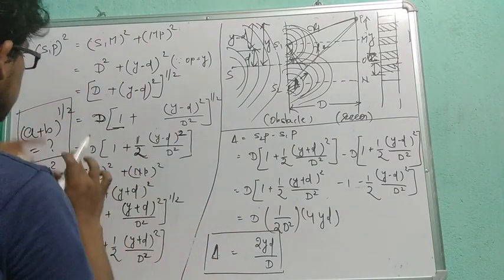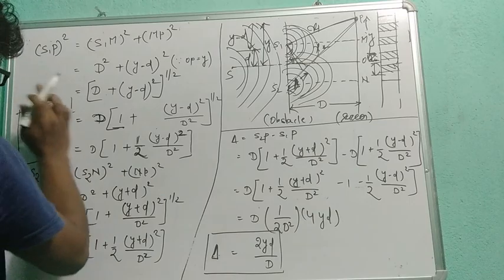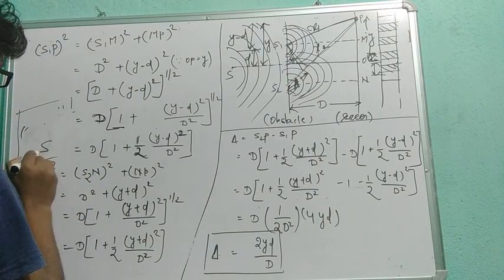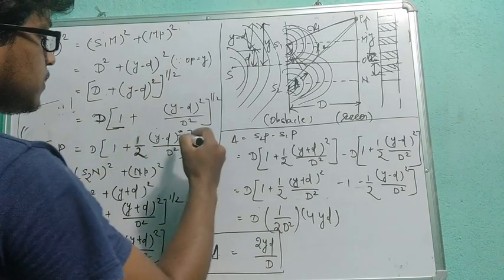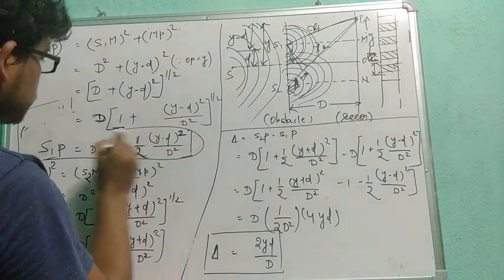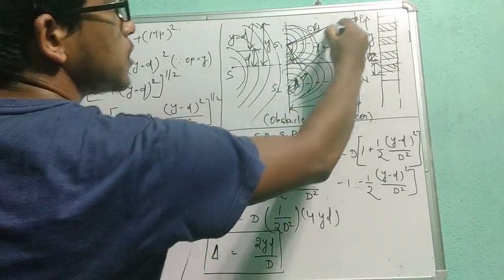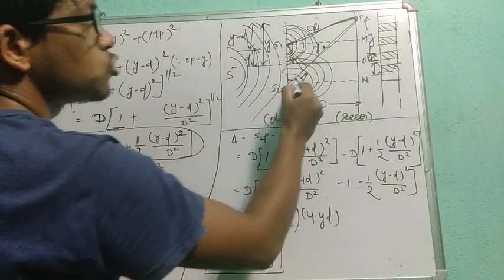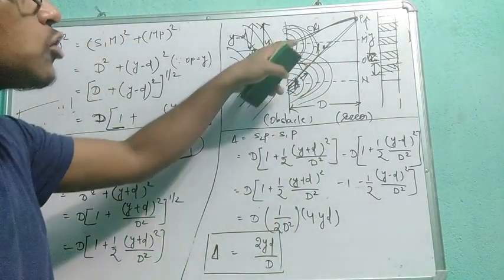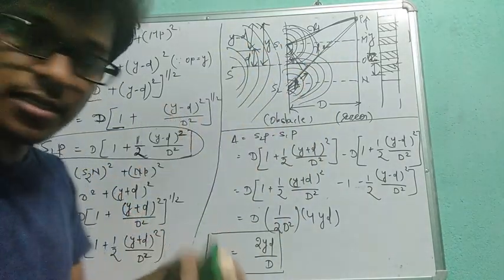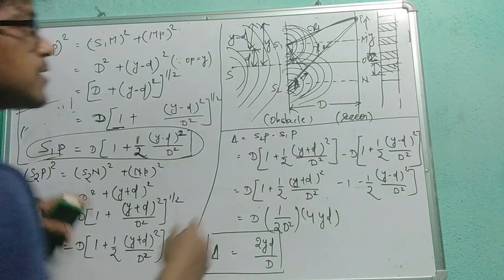So this much is nothing but our S1P. This expression is for this S1P. Now we will calculate S2P because I have to subtract S1P from S2P to get the path difference. So what is S2P? Same thing.